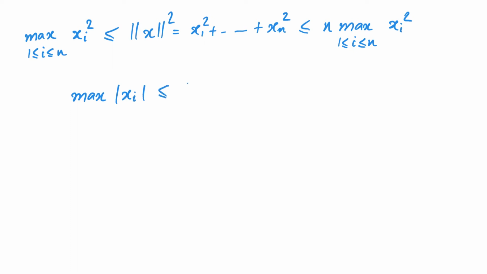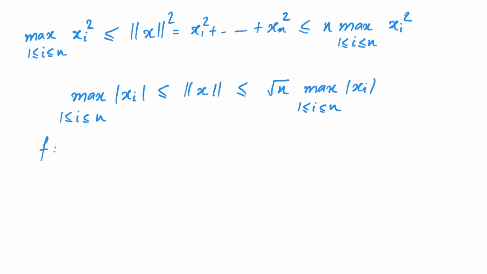So by taking square roots, we get that maximum of mod xi is less than or equal to norm x, which is less than or equal to square root n times maximum of mod xi, where the maximum is taken over all i ranging between 1 and n. And this result can be used to prove the theorem that we wanted to prove. Namely that we can express the continuity of f in terms of fi.